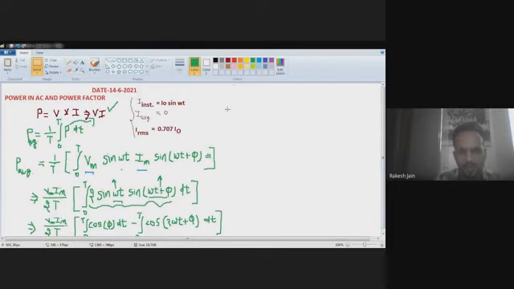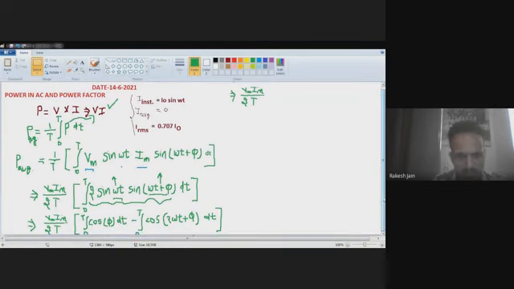You will have two terms, so I just separate these two terms. From here I am going to start. Vm Im upon 2T will be as it is on the external side. The first term is the integration from 0 to T of cos phi dt.